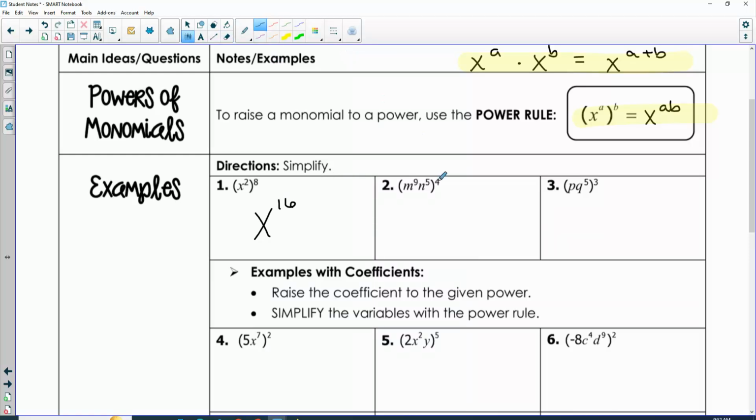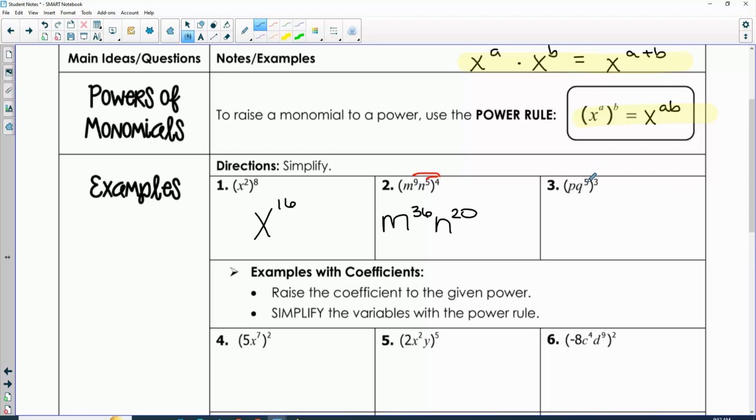All right, with this one, we actually have to take the 4th power to both variables in here. So with my m, 9 times 4 is 36. With my n, 5 times 4 is 20. So it's m to the 36, n to the 20. So if you have multiple variables multiplied together, you take it to both.